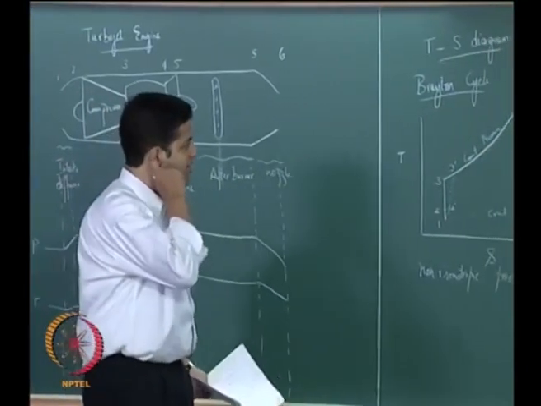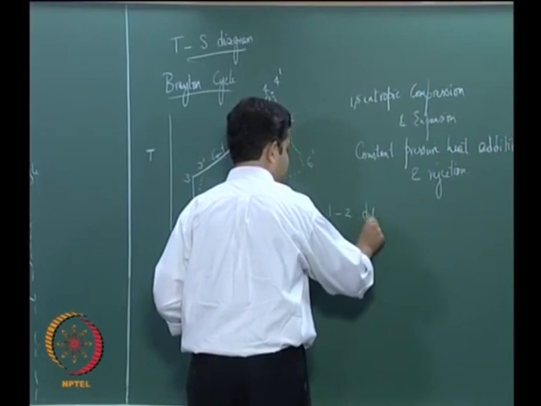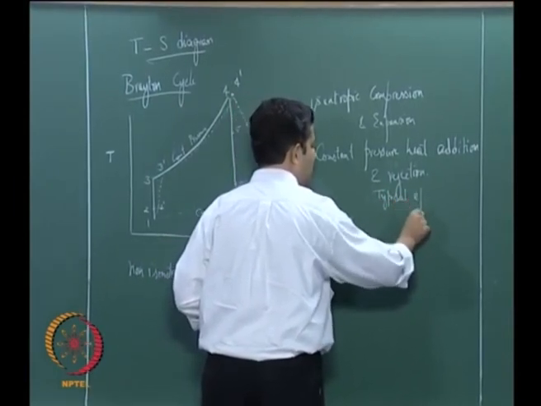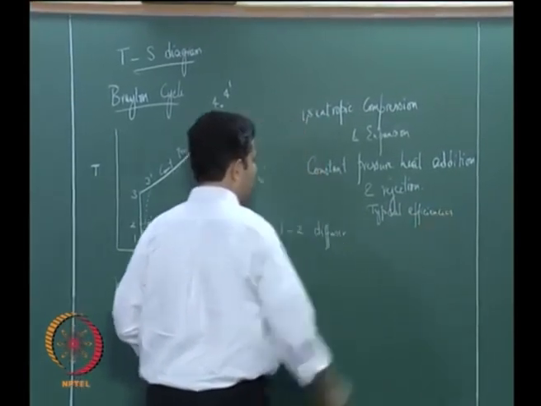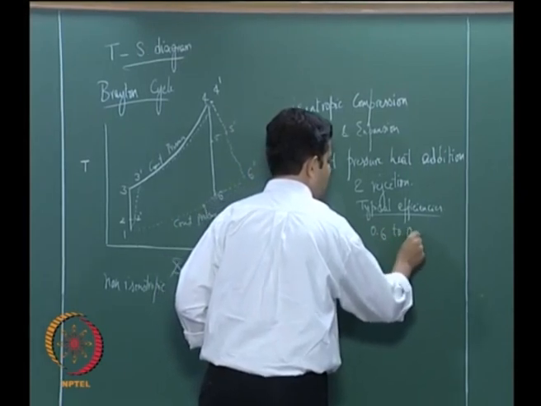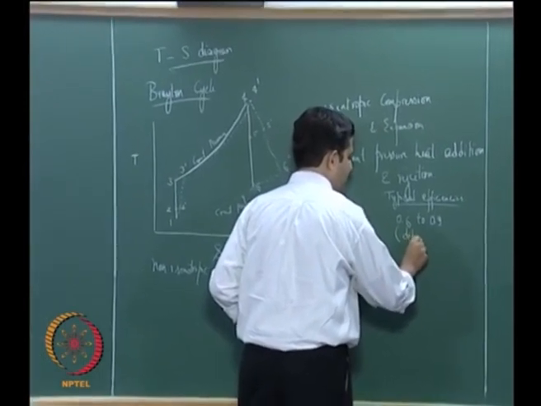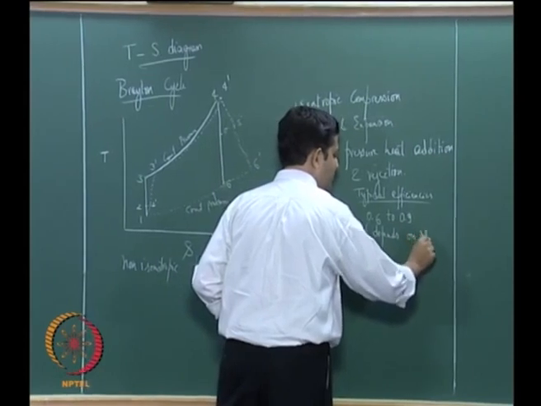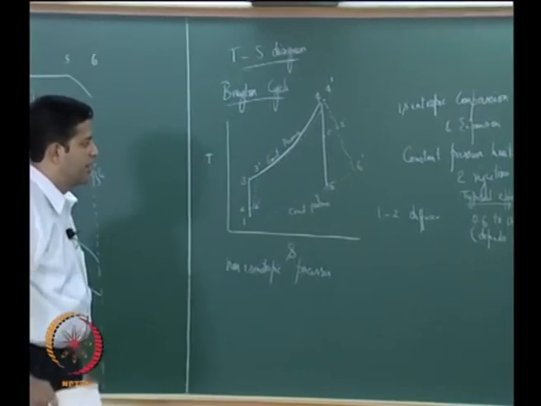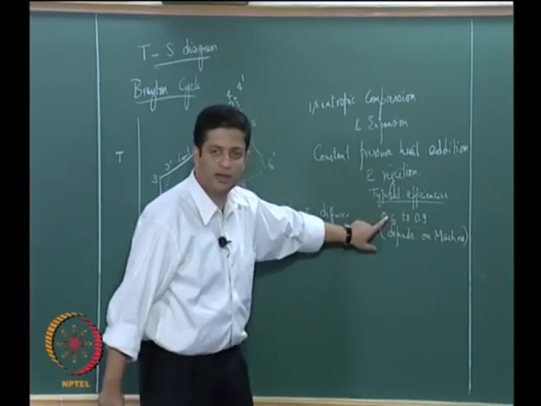Now let us look at what are the typical efficiencies that we get. So 1 to 2, diffuser, the typical efficiencies are 0.6 to 0.9. This depends on the Mach number at which the vehicle is flying. Okay. Now, if the vehicle Mach number is lower, you are going to get somewhat higher efficiencies, but as you go to higher Mach numbers you will get lower efficiencies.